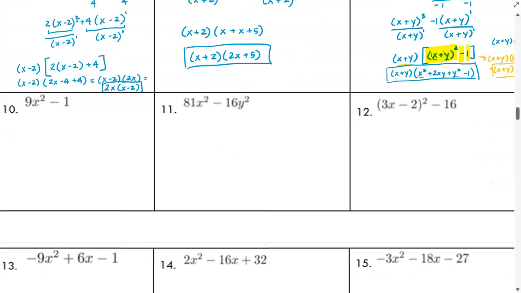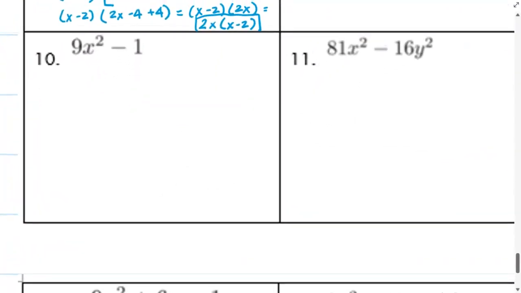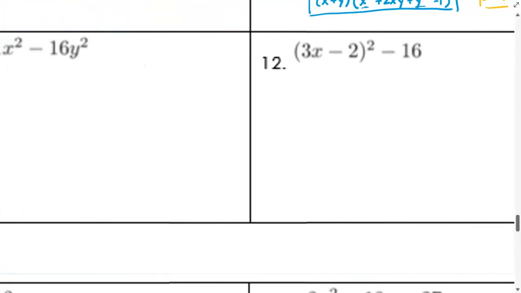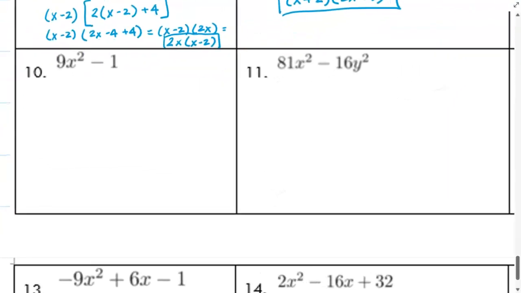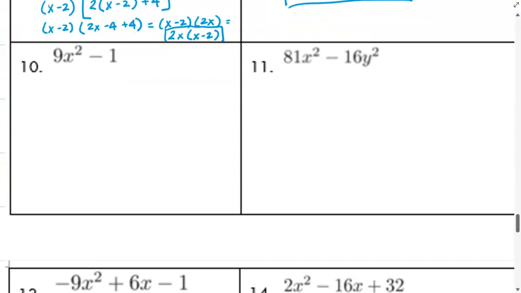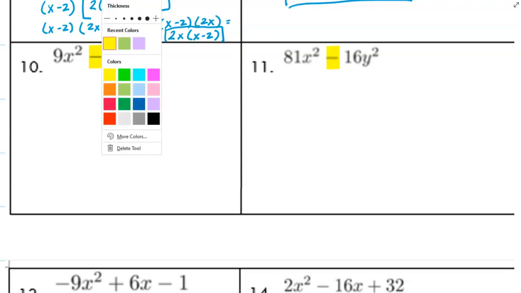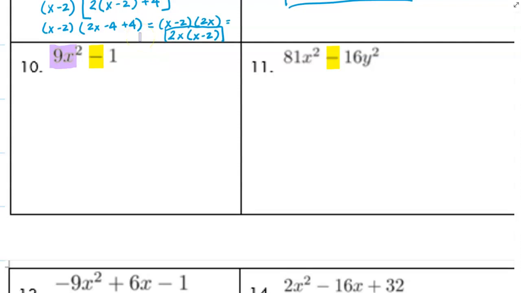Now talking about difference of squares, we have 10, 11, 12. Those are difference of squares. And remember, the way you identify them is that first of all, there has to be a difference in between. It has to be a difference of two terms. And then you recognize that's a perfect square and that's a perfect square. What do I mean by perfect square? It means it could be made up of two factors that are exactly the same. 1 times 1.